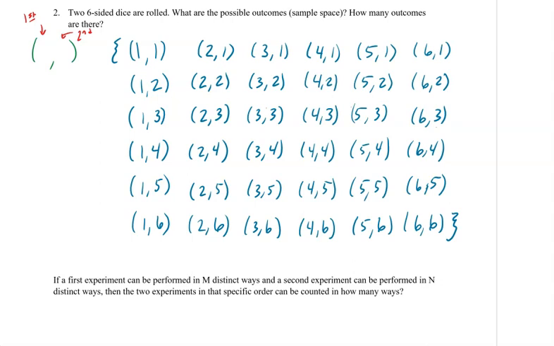All right, so how many outcomes are there? All you have to do is count all of these up. In this case, there are 36 possible outcomes.